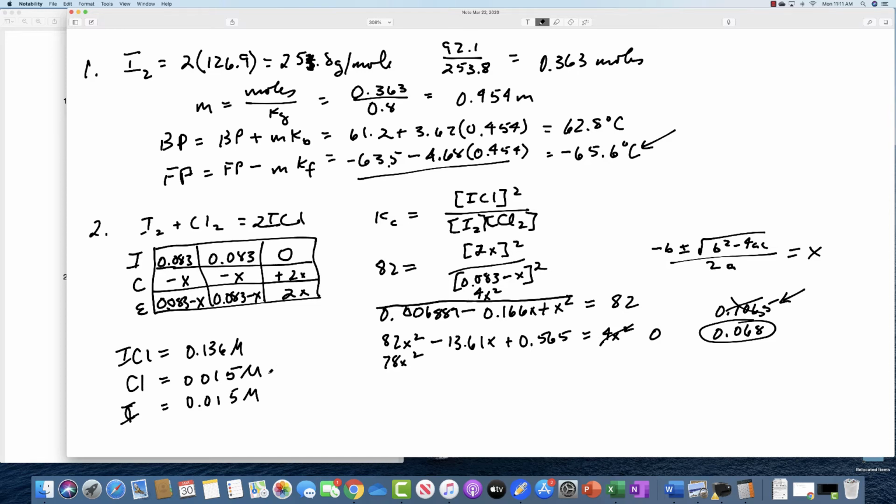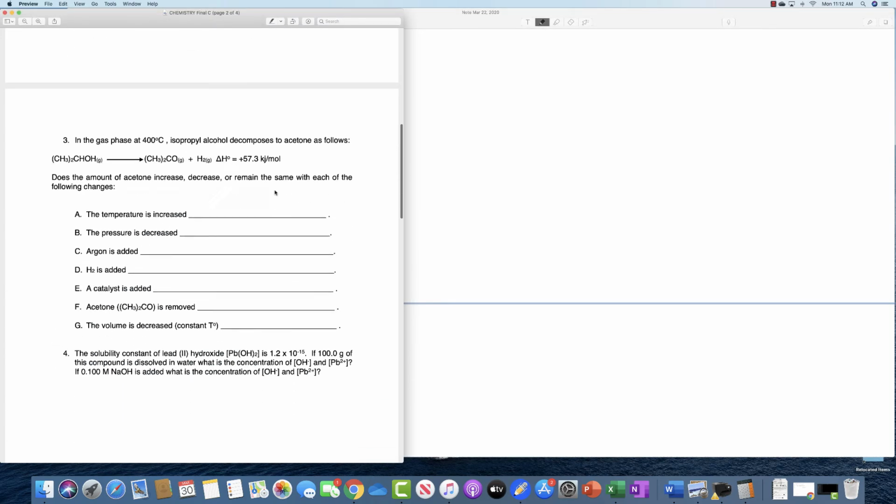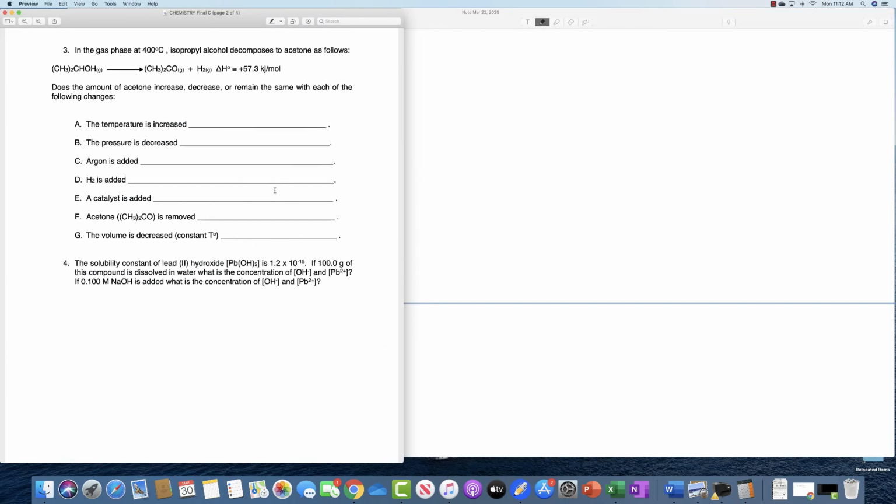Okay, let's move on to number 3. And number 3 is a lesson in Le Chatelier's principle. And the questions are, does the amount of acetone, and the formula for acetone is right here, so it's this stuff right here, so it's one of the products, increase, decrease, or remain the same with each of the following changes?